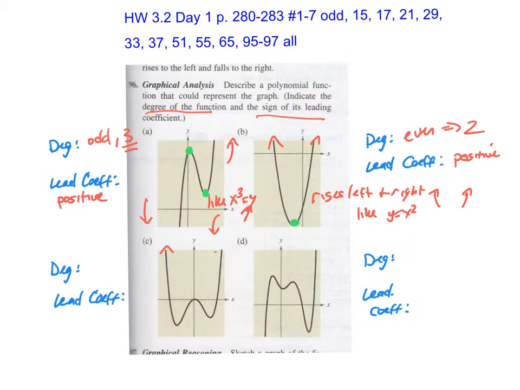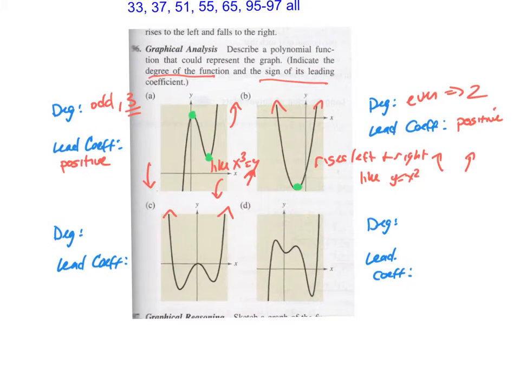For graph C, let's take a look at the ends. In terms of end behavior, this graph is going to rise left and right. Since the ends stay together, I know this is going to be an even degree. And since both ends rise, this is like x squared. So I know that it's not like negative x squared. That would mean both ends go down. So the leading coefficient is positive.